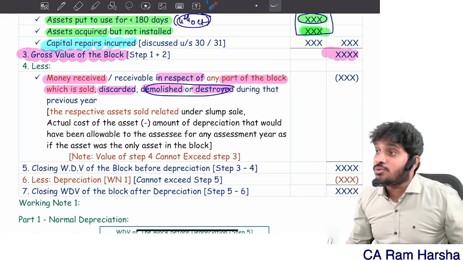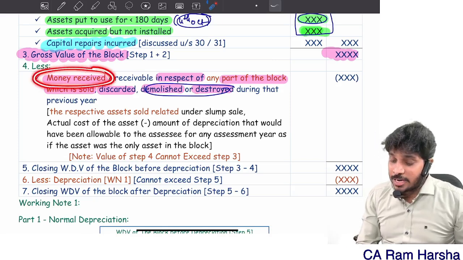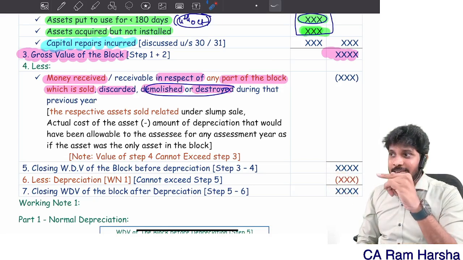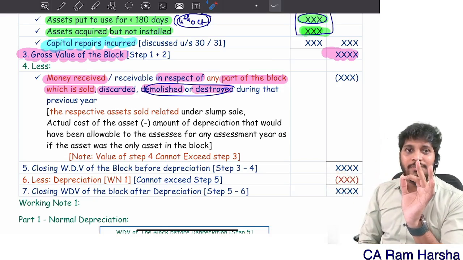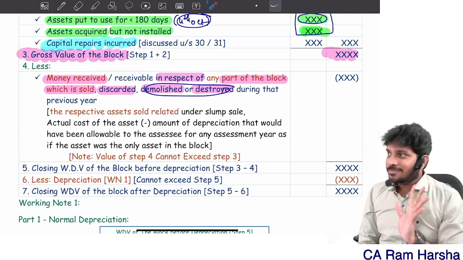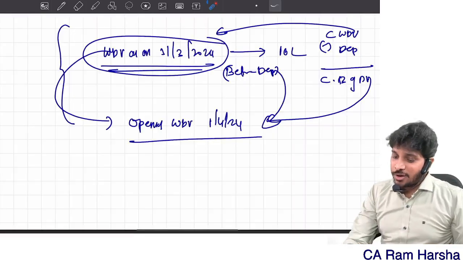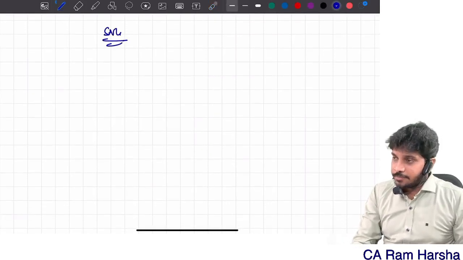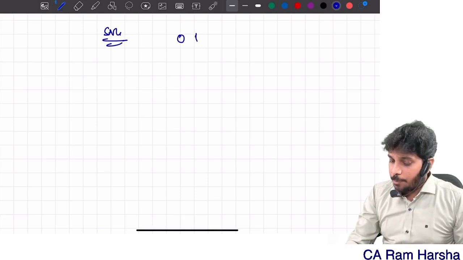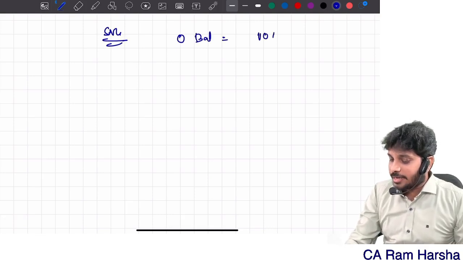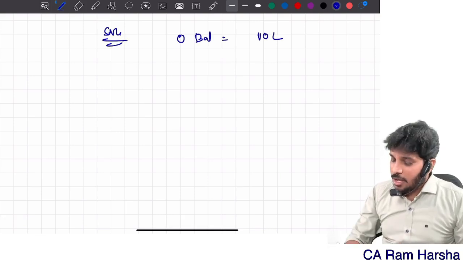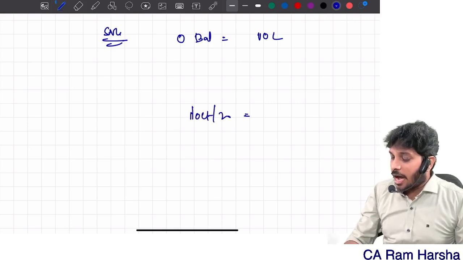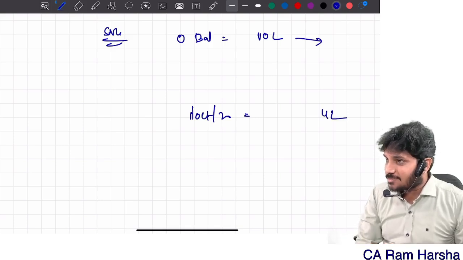That missing value, reduce it. How much should you reduce? Money received shall be reduced. Here there is a difference between accounting and income tax. What will I do in accounting? Suppose a single asset is there. Opening balance is, let us assume, 10 lakh. Suppose on 1st October in that year, I sold this machine.